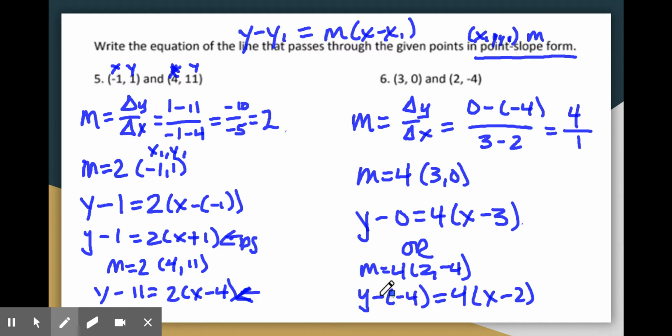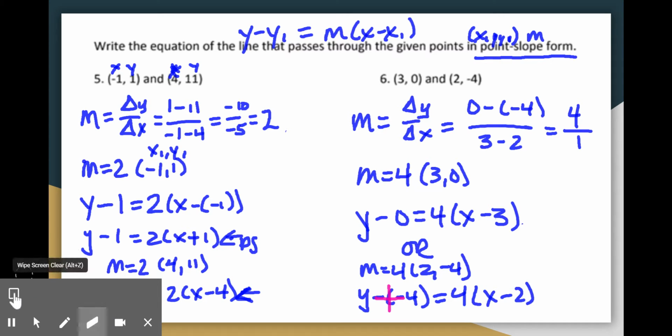And then the two negatives will make a positive. So let me switch this around here real quick. Two negatives make a positive. And I get y plus 4 equals 4 times x minus 2. And that's it. I'm all done. Okay? That's how you would do it.